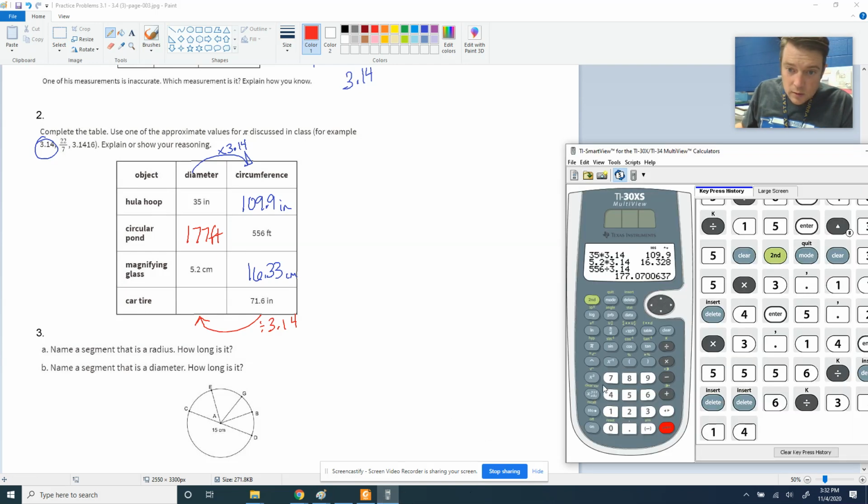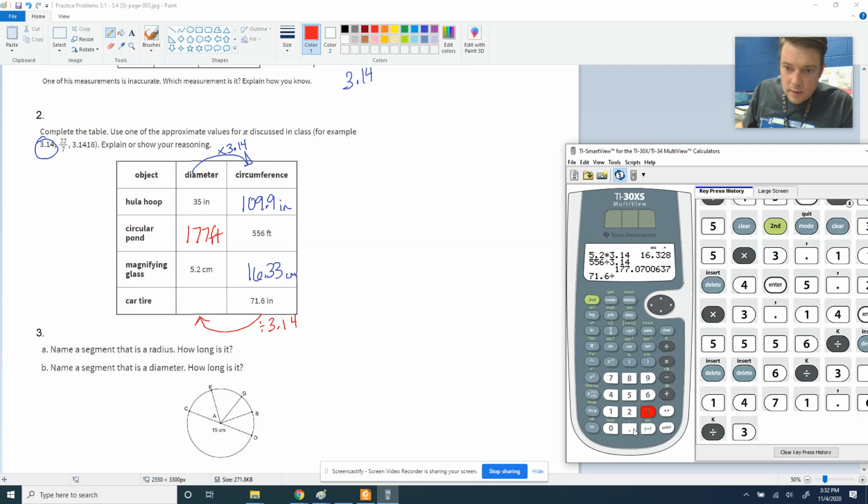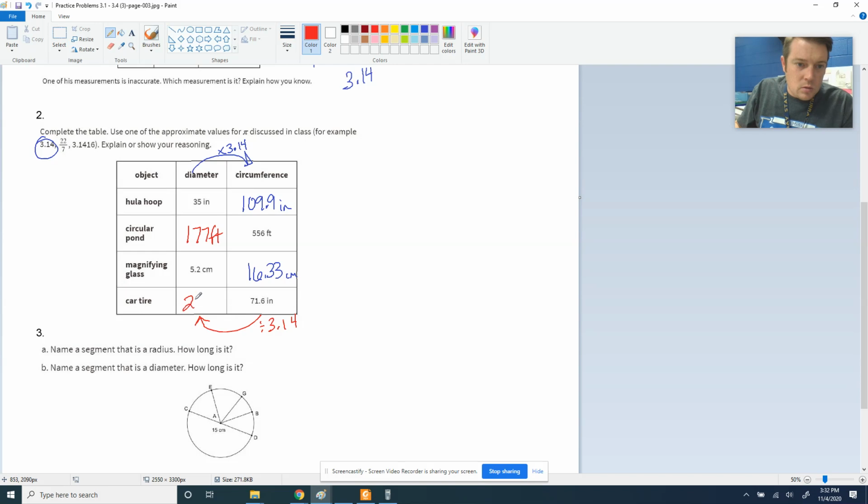71.6. So 71 and 6/10. We'll divide that by pi. And that will give us our estimate for its diameter, which is 22.80. So 22.8 inches for that one.